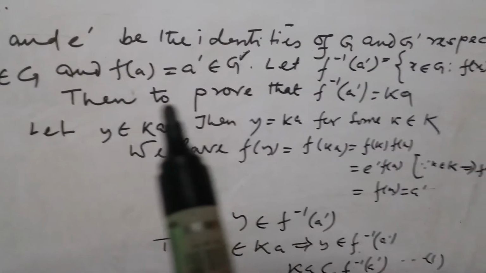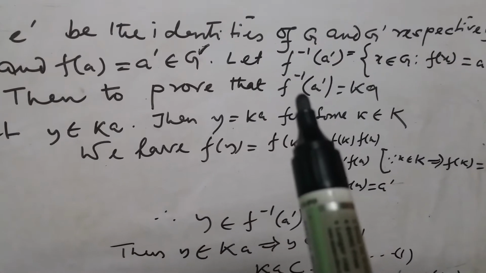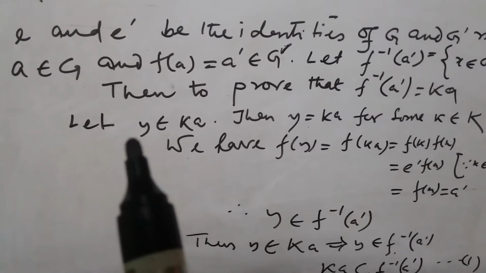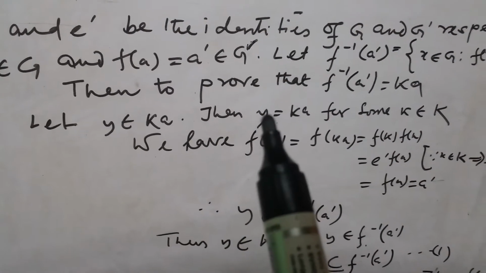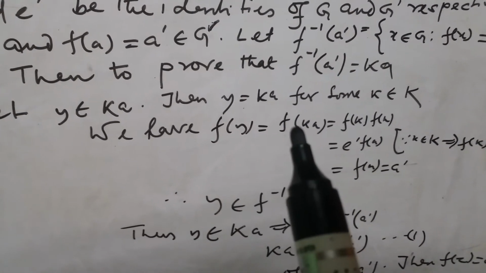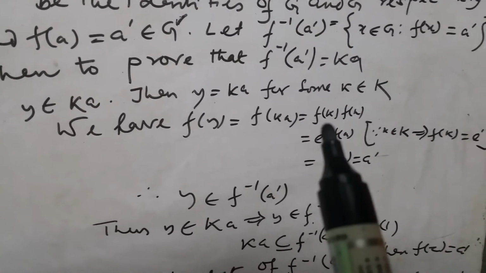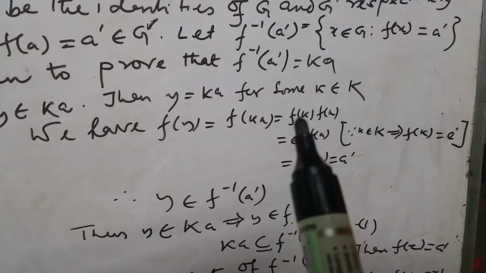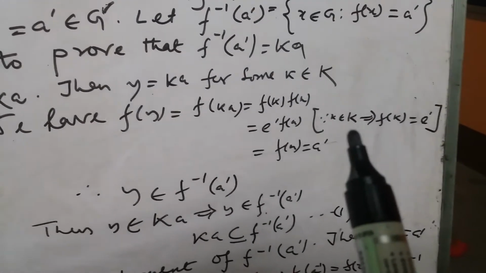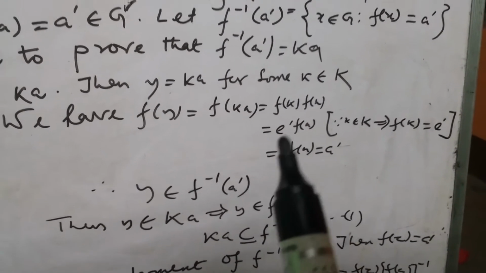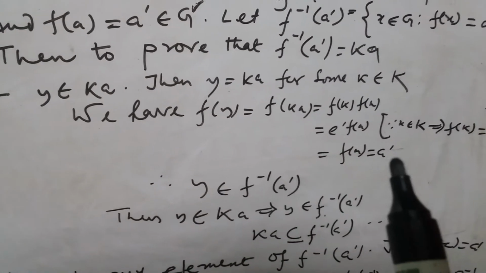So here we prove that F inverse of A dash is equal to Ka. Let Y be an element of Ka, that is Y equals small k a for all k in K. Then F(y) equals F(k) F(a), by homomorphism. And what is F(k)? From the kernel, F(k) is equal to E dash. So E dash times F(a) equals F(a). F(a) means A dash, so F(y) is equal to A dash.